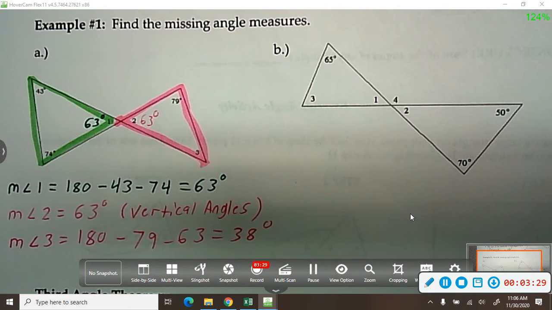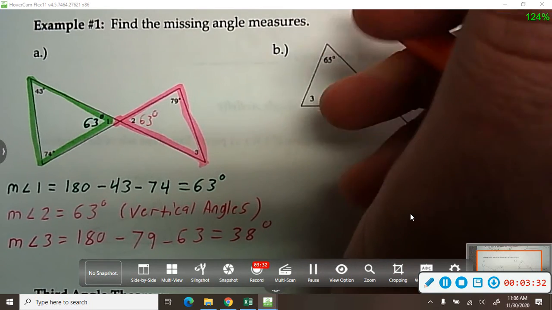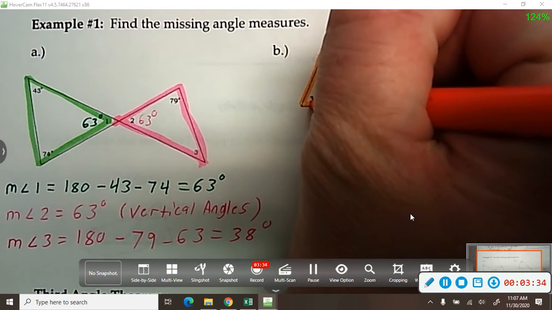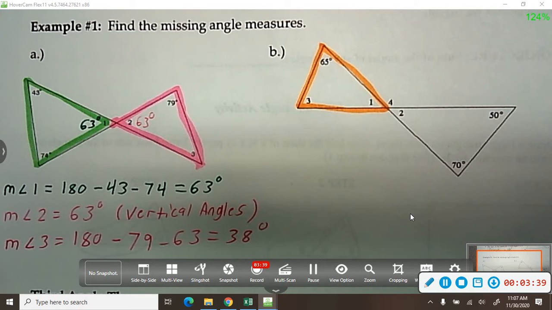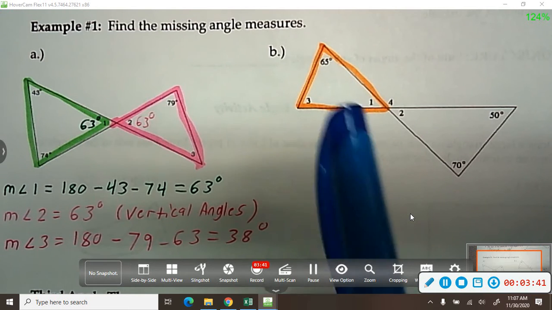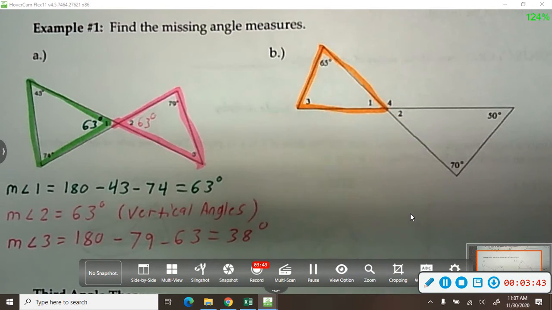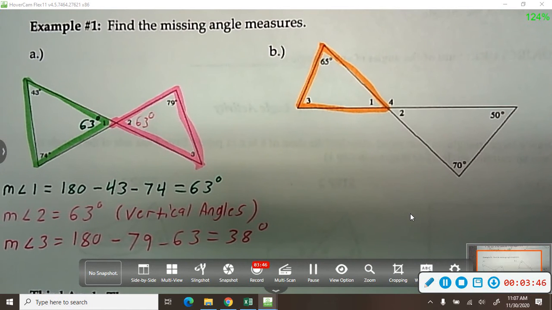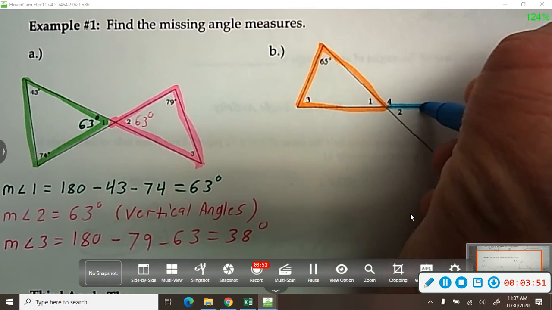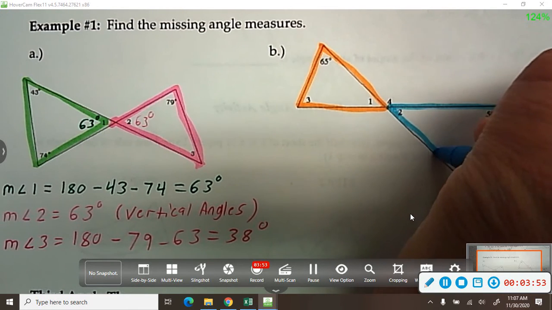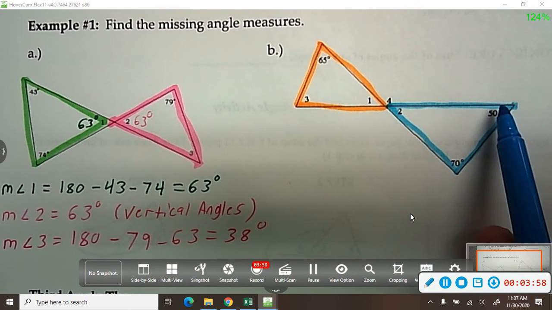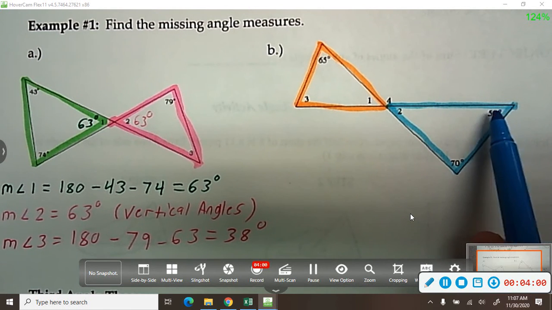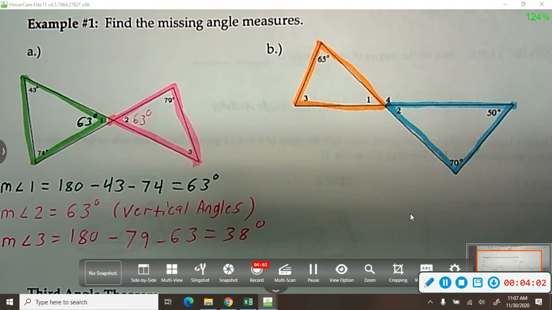Alright, now let's do B. Notice I have two triangles. I have this triangle. I know that those three angles add up to 180. However, I can't find those because I'm missing two pieces of information. So I cannot do anything with that triangle yet. This triangle, I know 70 degrees, I know 50 degrees, so I'm only missing one piece of information, measure of angle 2.